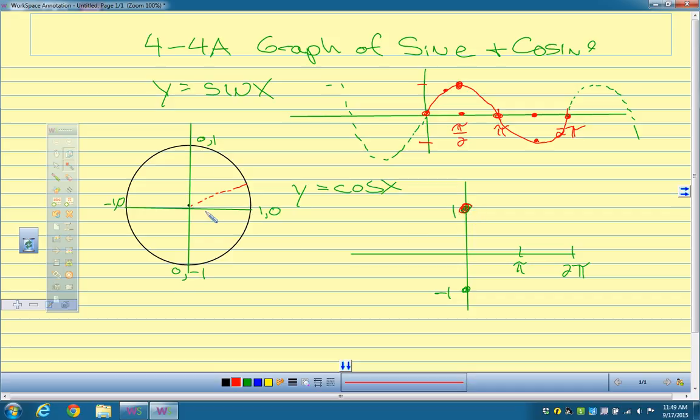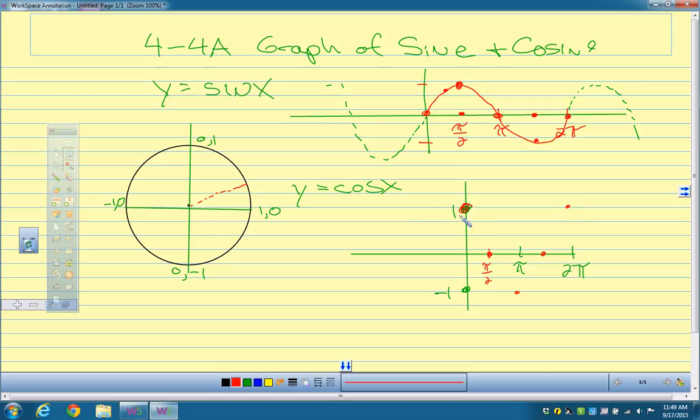And then if I were to graph pi over 2, what's the cosine of pi over 2? What's the x coordinate here? 0. So you go through 0 there. When I get to pi, what's the cosine of pi? Negative 1, so I go down to negative 1 there. And then at 3 pi over 2, it's going to be 0 again. And then at 2 pi, it's going to go back to 1.